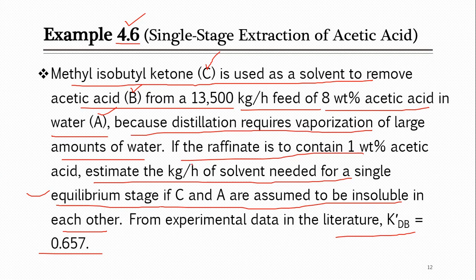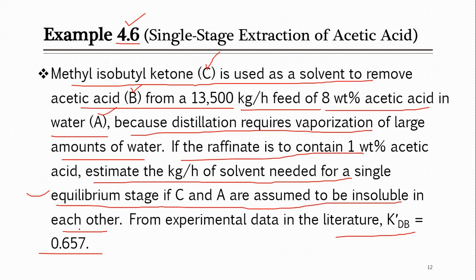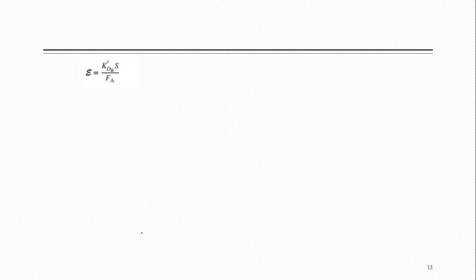But we are supposed to calculate how much solvent will be introduced in this system. So you are also given this distribution coefficient. You have just studied various equations, so you can look at those equations. In this case, any equation you can use out of those, maybe if you have other information. The most suitable equation here, by the way, is this: epsilon is equal to K S over Fa.